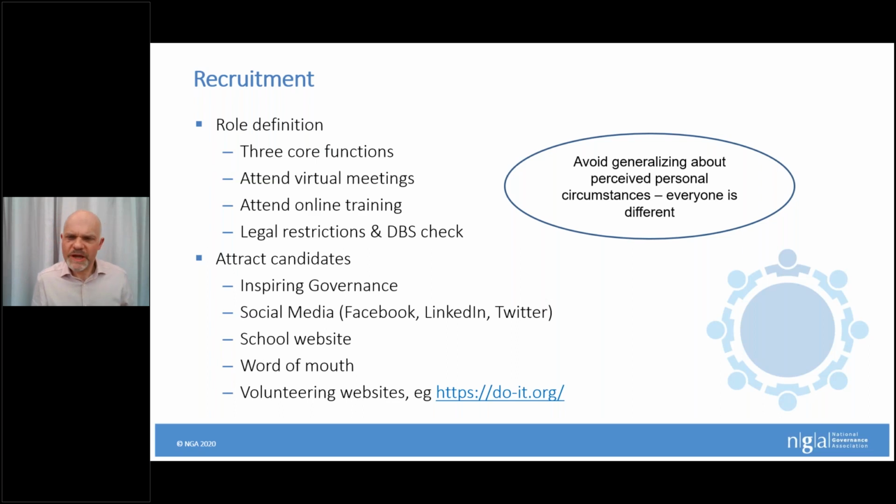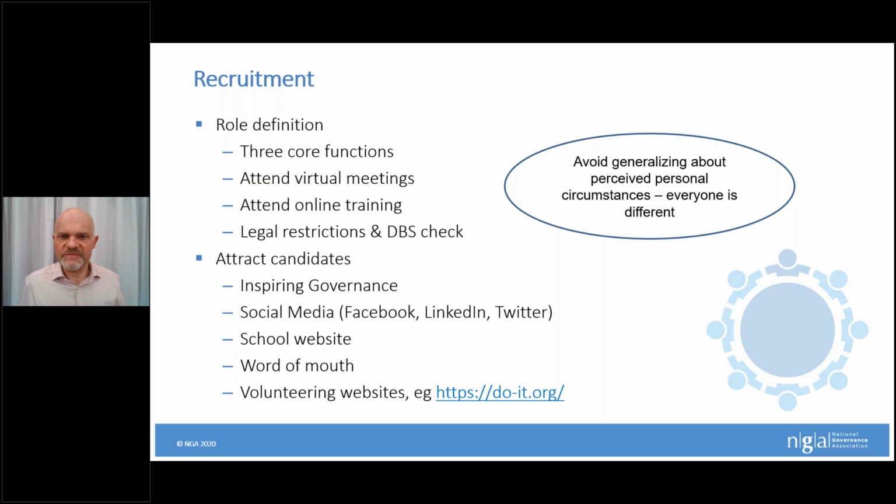So let's think about recruitment. Where do you start? Well, I'd say that the best place to start, doesn't matter whether you're doing this face-to-face or virtually, is in defining the role. And there's lots of tools and examples out there that you can use, and you will find a model role description of governor on the NGA website.